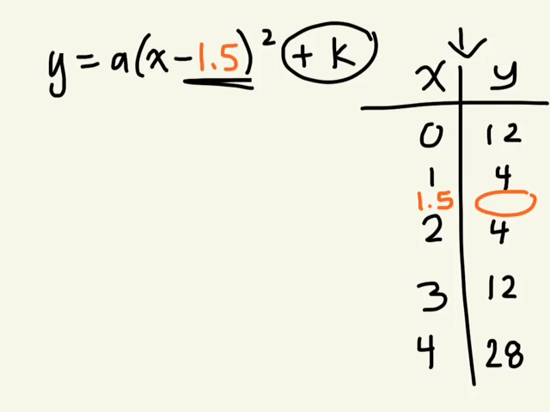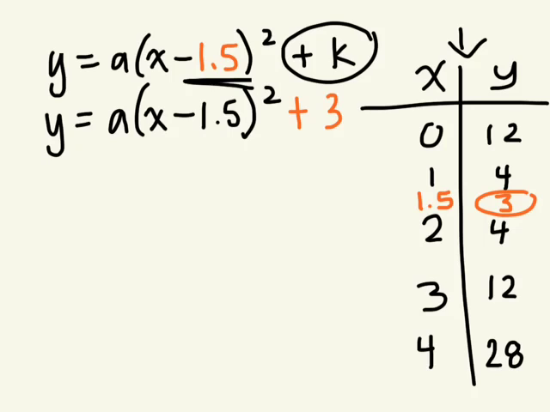What was the value of y for the vertex? It hits at (1.5, 3). Where can I plug that 3 in? For k, good. So it's going to be plus 3. You can't find a from the table or the graph.